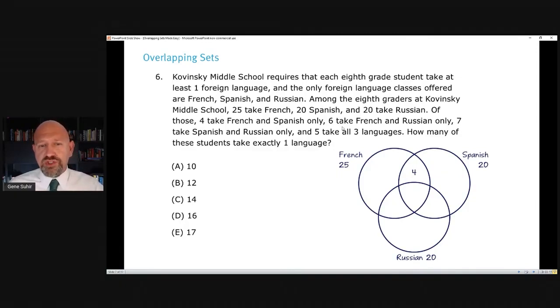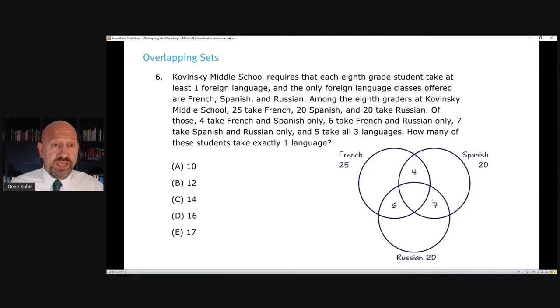Six take French and Russian only. So where French and Russian overlap, but not Spanish, we're going to put in a six. Seven take Spanish and Russian only. So we'll put in seven, where Spanish and Russian overlap, but not with the French.